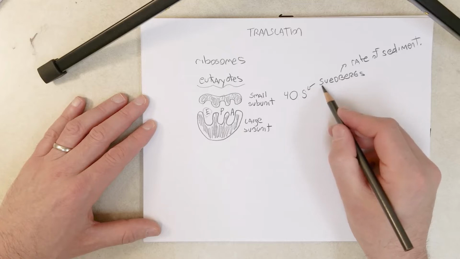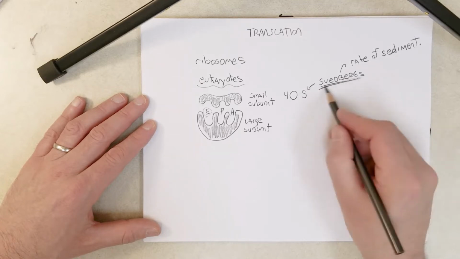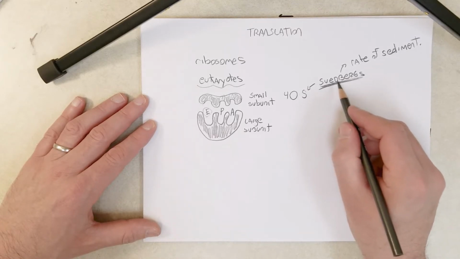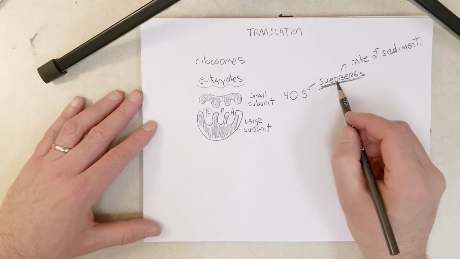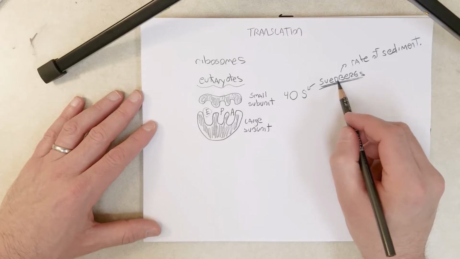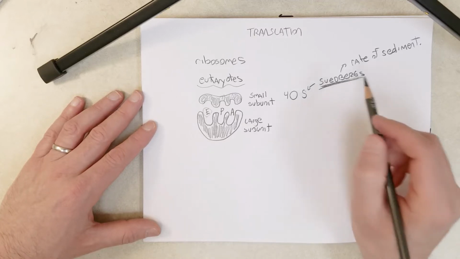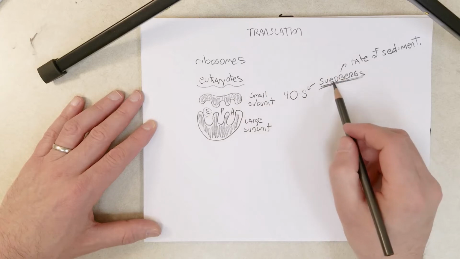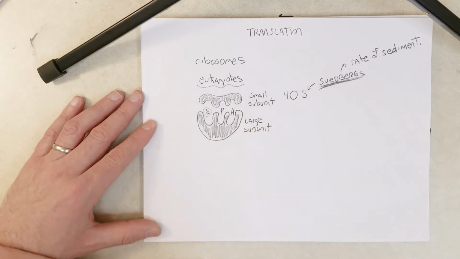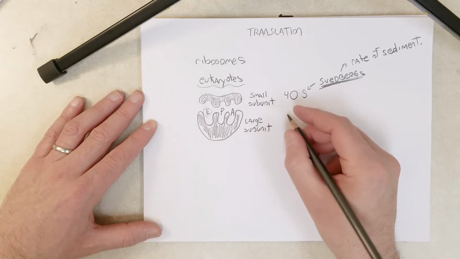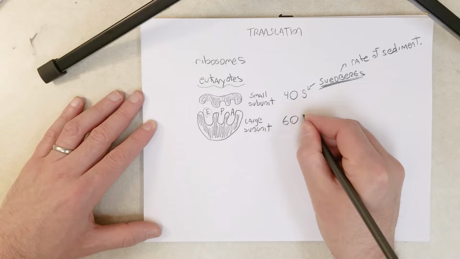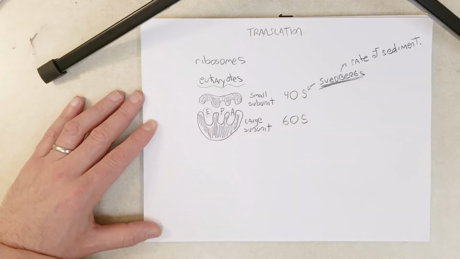And an interesting story, somewhat interesting. My lab actually collaborates with a scientist who is, I think, the great nephew of the scientist Svedberg, who the Svedberg unit is named after. So the large subunit has a size of 60S in eukaryotes.